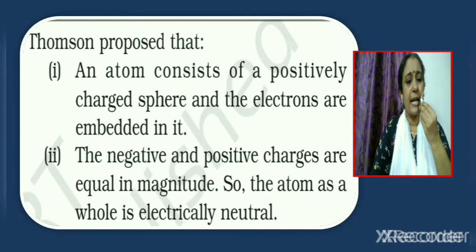We know that an atom is electrically neutral. Though it contains positively charged particles and negatively charged particles, the atom as a whole is electrically neutral. Why is it so? This is because the number of protons present in an atom will be equal to the number of electrons present in an atom. Since the negative and the positive charges are equal in magnitude, the atom will be electrically neutral.